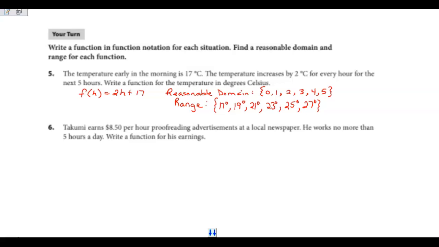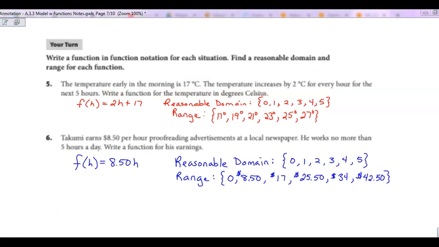If we look at Your Turn number 6, Takumi earns $8.50 per hour proofreading advertisements in a local newspaper. He works no more than 5 hours a day. Write the function for his earnings. So again, we're going to write the function notation, then we're going to find the reasonable domain and the range for each function. And you should have come up with the following range.